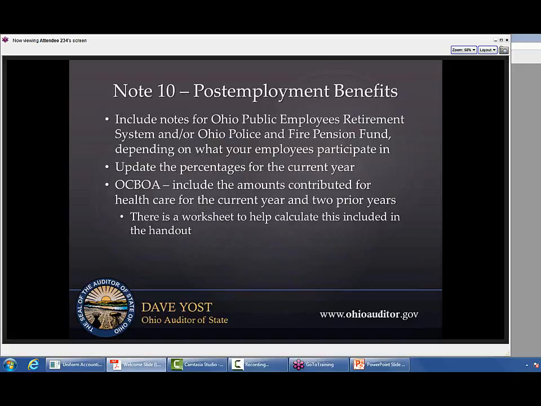Again, if you have amounts that have been contributed for OCBOA, if you know what the amount was that was contributed for health care for the current year and the prior 2 years, you need to disclose that. Like the bullet point says, there is a worksheet to help you calculate this, and it's included in the handout.